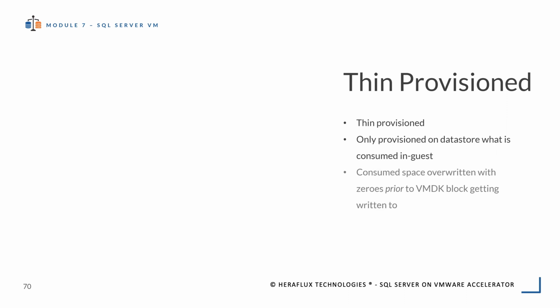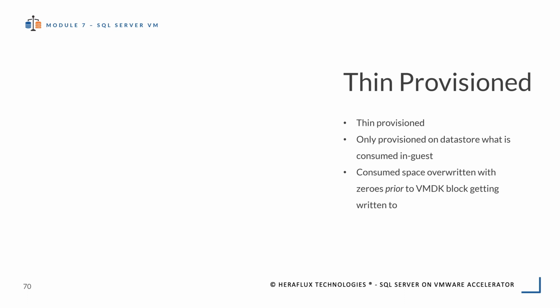It is logically allocated in full, and your guest operating system sees it as if it were completely provisioned. However, it only consumes on the data store what it actually consumes in guest. As the disk is filled up inside the VM, the consumed space on the data store grows. If a new block inside the virtual disk is attempted to be written to, since it has never been written to before, the hypervisor will take some time to write zeros into that new block.